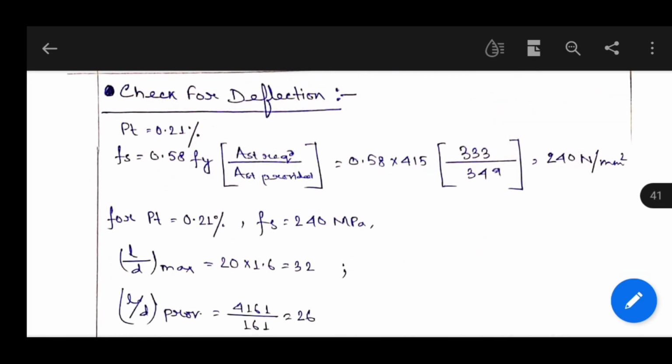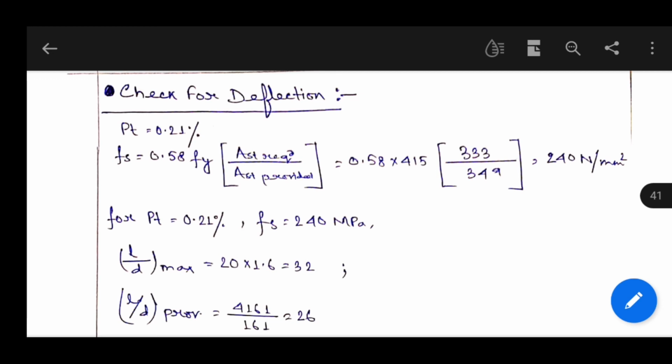Now next step is check for deflection. So for this, first of all we have to find out the modification factor from IS 456-2000 figure 4.